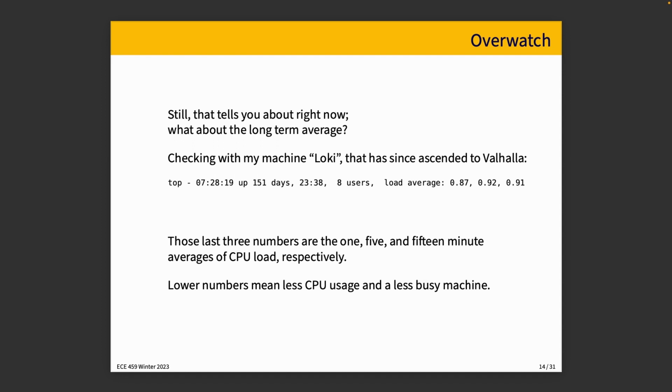This is a computer that has long ago been retired, but I used to use it to donate CPU cycles for protein folding and stuff like that. I'm single-handedly saving the world with World Community Grid, let me tell you. Right, but it's the load average thing that's interesting. Those last 3 numbers are the 1, 5, and 15-minute averages of CPU load, and lower numbers mean less CPU usage and a less busy machine.